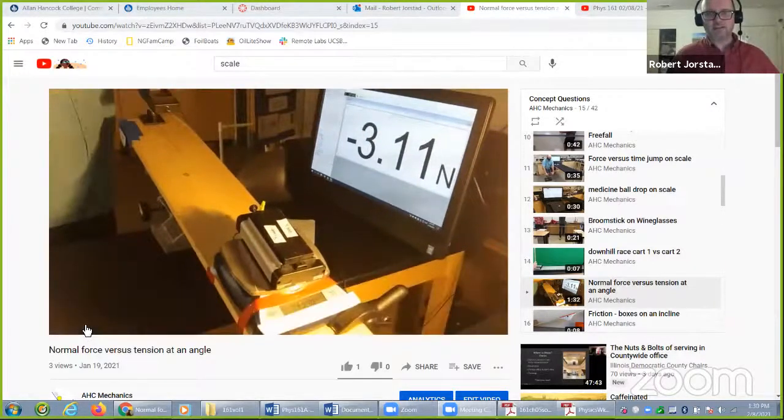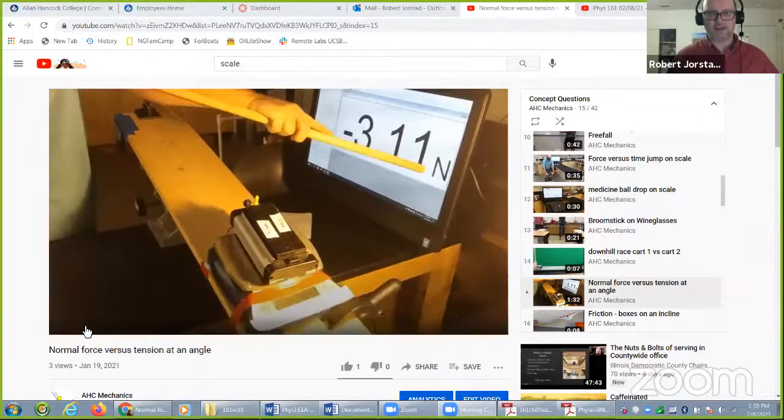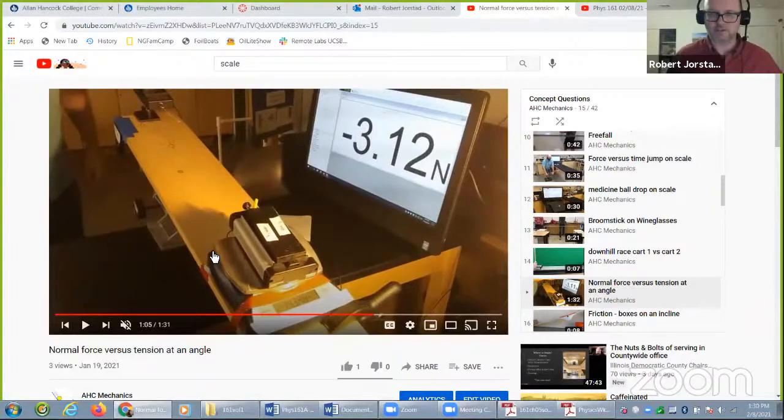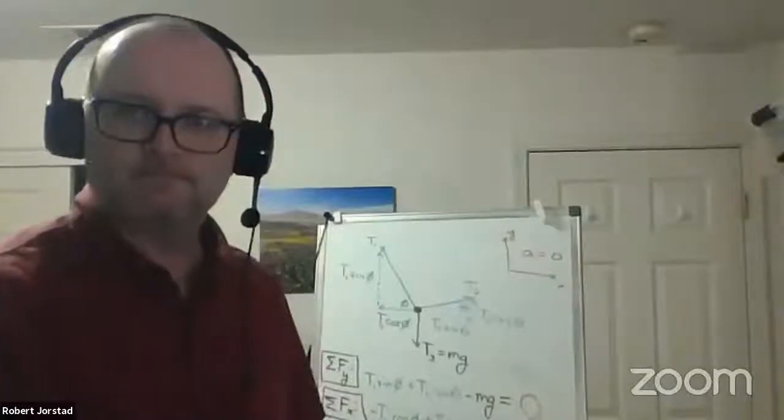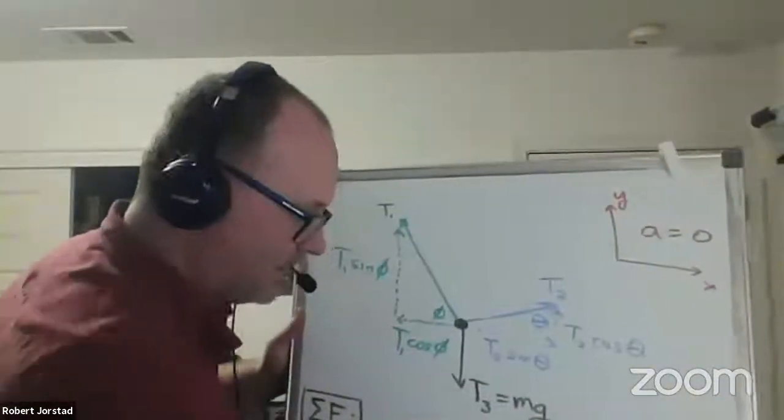As I raise this thing up to a larger angle, what do you think will happen to the tension and the normal force? I'm going to show you the picture on my whiteboard. Let's say we have this situation like this.